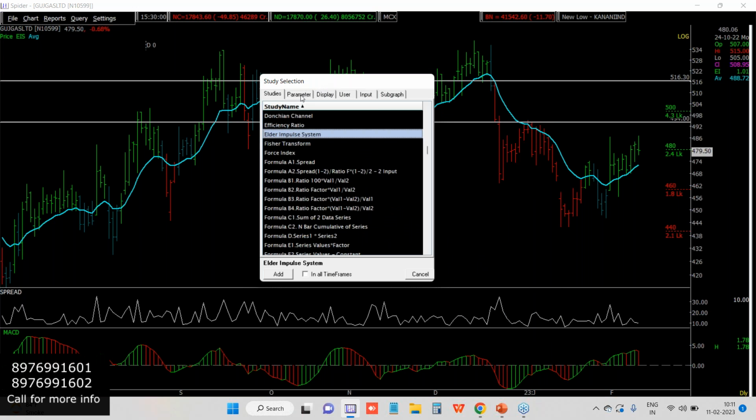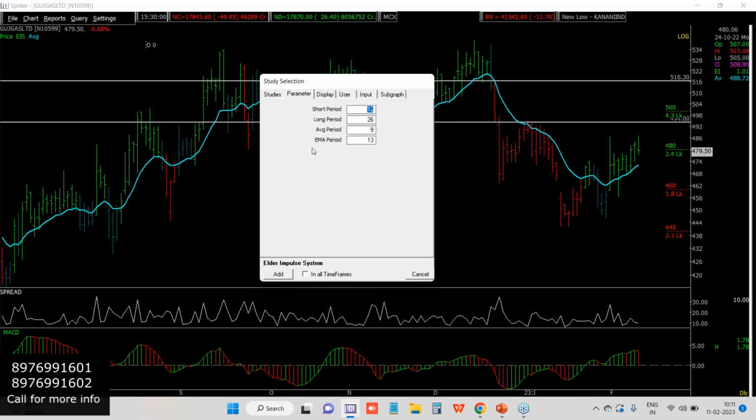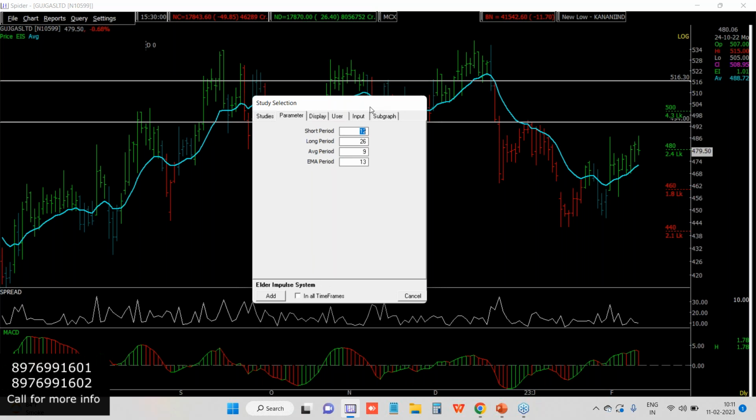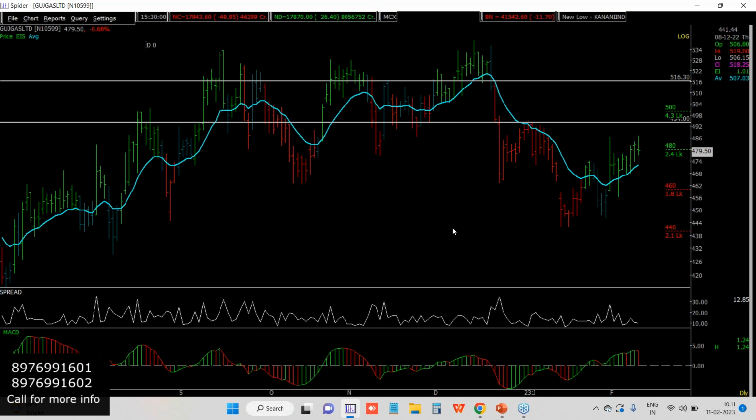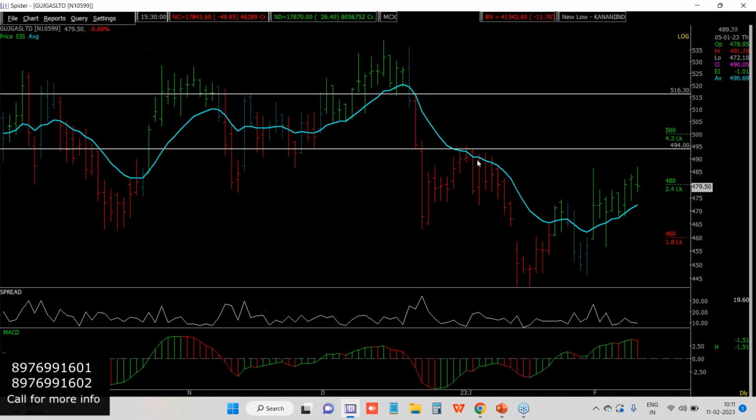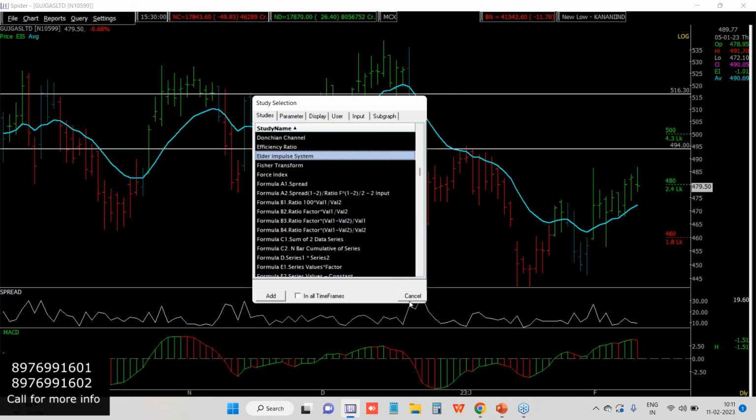Now, the parameters have to be default because this study was developed by Alexander Elder. So these particular parameters were set by him only. And after doing some work on it, I also got to know that these parameters are good enough. We don't have to do any modifications. So this way you will be able to add the study to your chart.